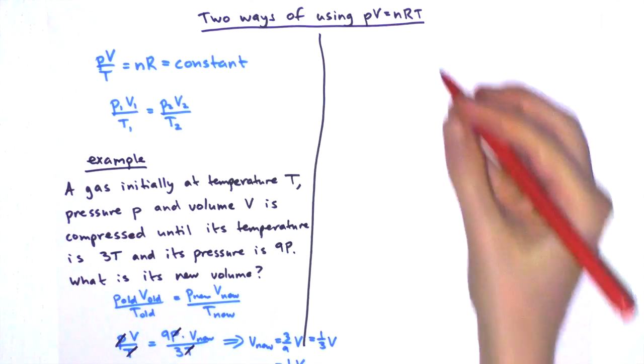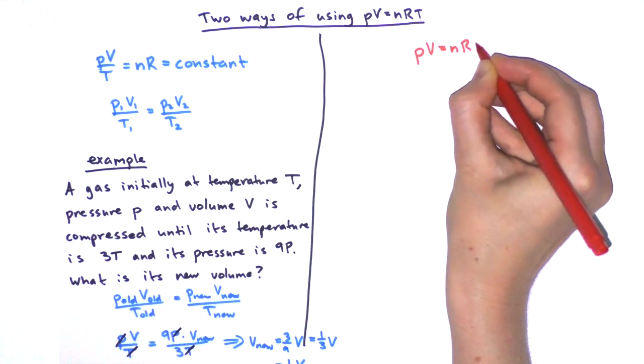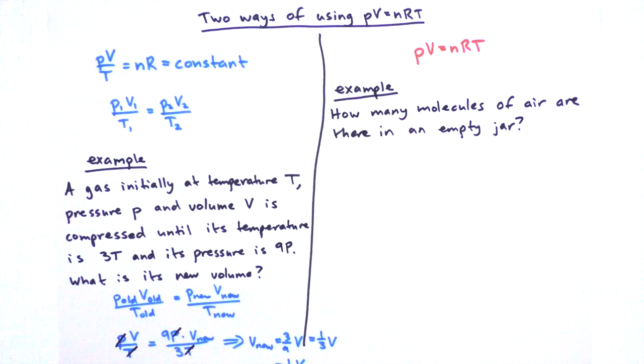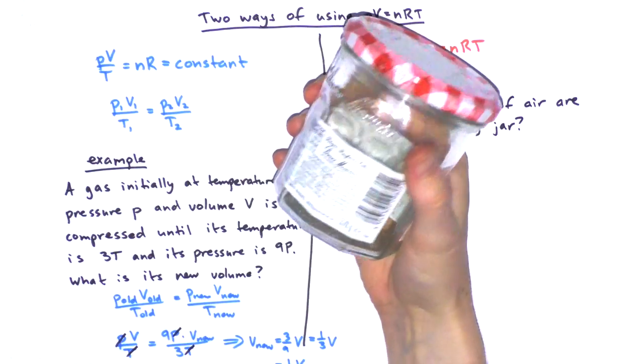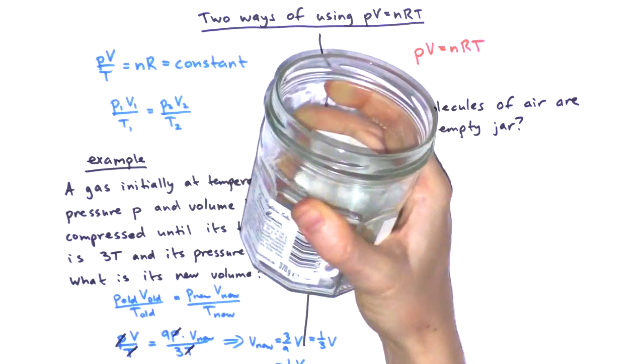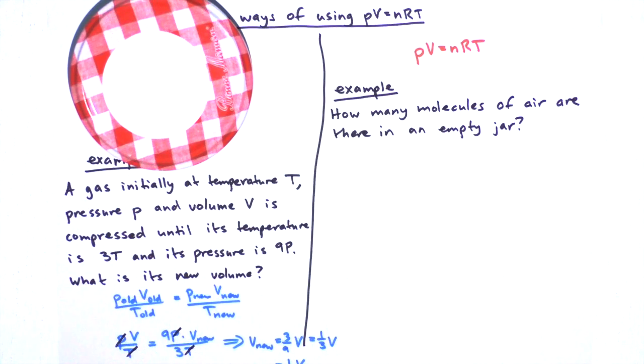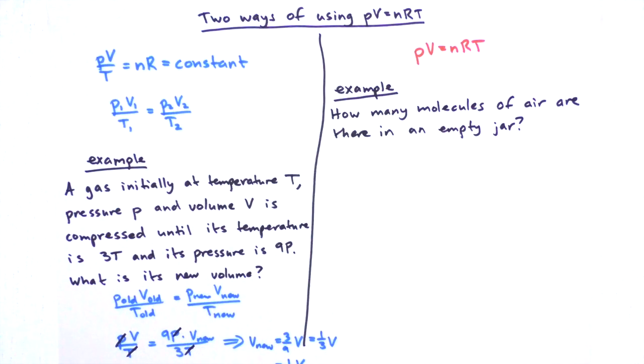Okay, so let's look at the other way that we can use PV equals nRT. And in this example, we're going to make use of the fact that n appears. So n is the number of moles. So if we wanted to find out how many molecules of air there are in this empty jar, so if I open the lid, I'll let some air in, and then I close the lid, and we want to know how many molecules of air are trapped inside this jar at this moment. So we're going to need some measurements, and we're going to need the formula PV equals nRT. The measurements we're going to need are, first of all, the volume of the jar. And we're going to say that this is approximately a cylinder.